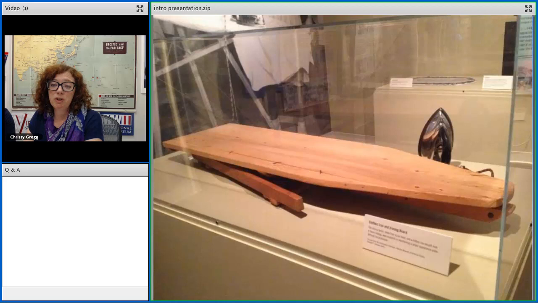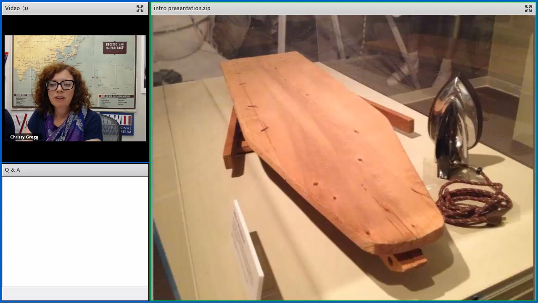This is a piece that we borrowed from the Smithsonian Institution. Because we have few artifacts, we turn to our partner. We're a Smithsonian Institution affiliate museum, and so we were able to borrow 16 pieces from the Smithsonian's collection. Those are all included in our exhibit, and these are two of the artifacts. So this is the wooden ironing board made out of scrap wood, and also an iron.